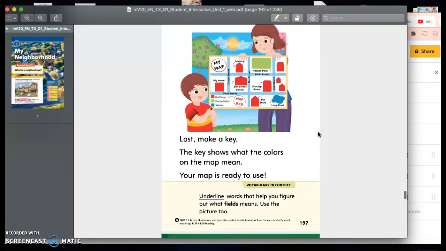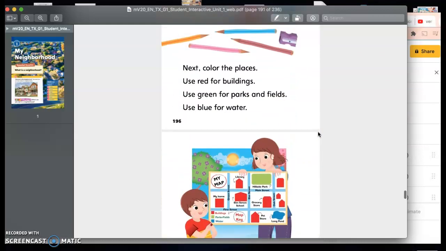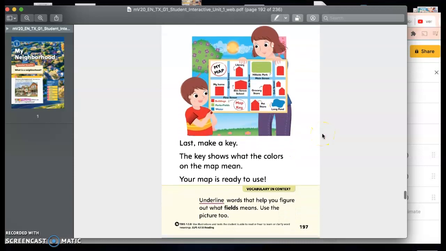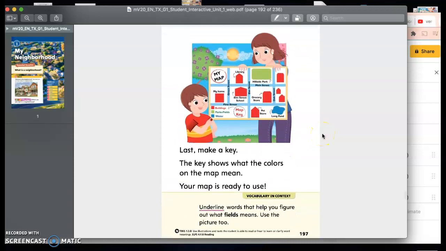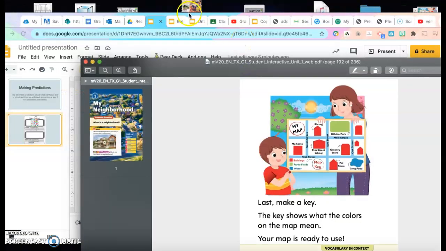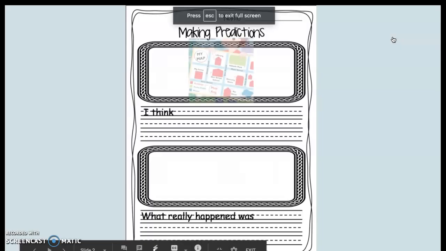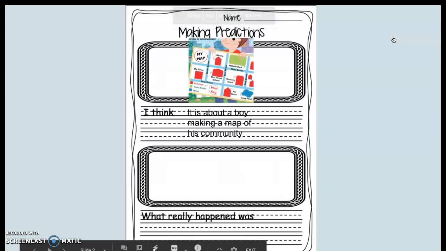The end. So did our prediction come true? What did you predict this story was going to be about? Was it a true prediction? Let's go back and take a look. My prediction was, I think it's about a boy making a map of his community. What did you put for your prediction?